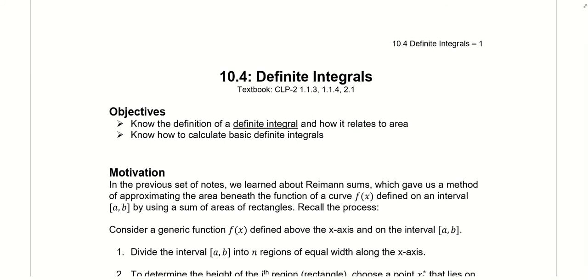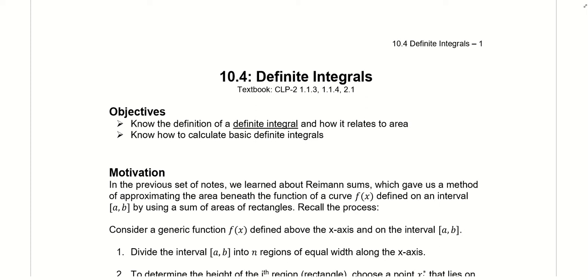So let's take a look at our final set of notes in topic 10, which is all about introducing definite integrals. So we're going to talk about the definition of the definite integral and how it relates to area, and we're also going to see in its definition how it relates to Riemann sums, which we were just discussing in the 10.3 notes. And we're not really going to do anything specifically with definite integral processes yet. That's going to come in topic 11 where we learn the fundamental theorem of calculus and the evaluation method.